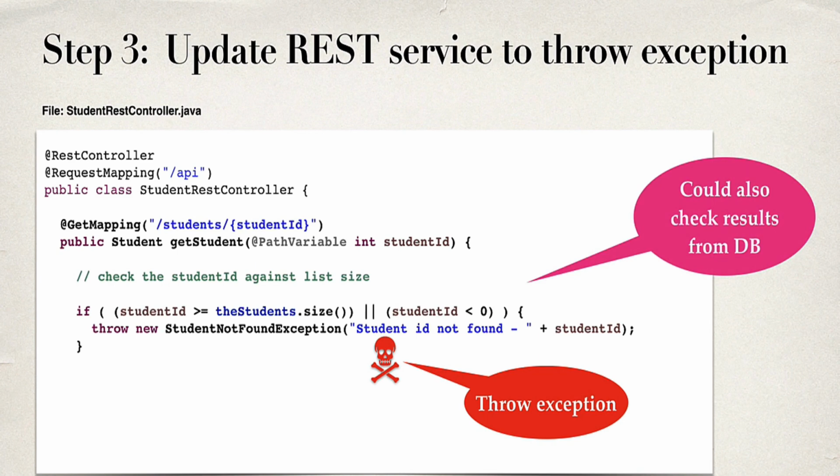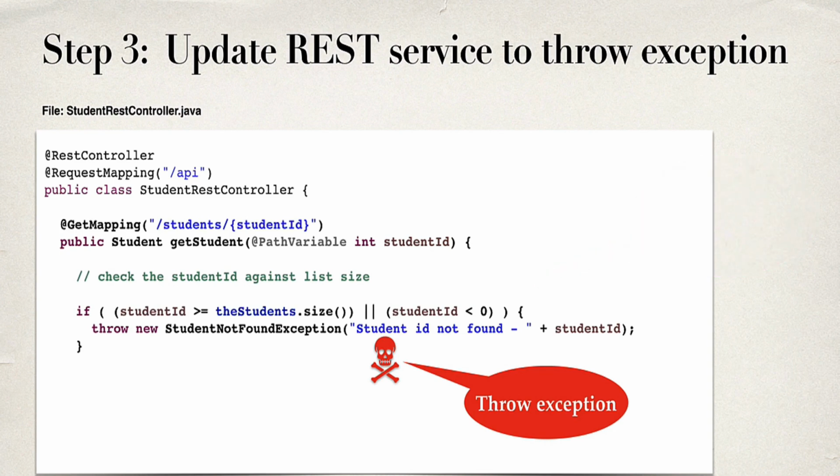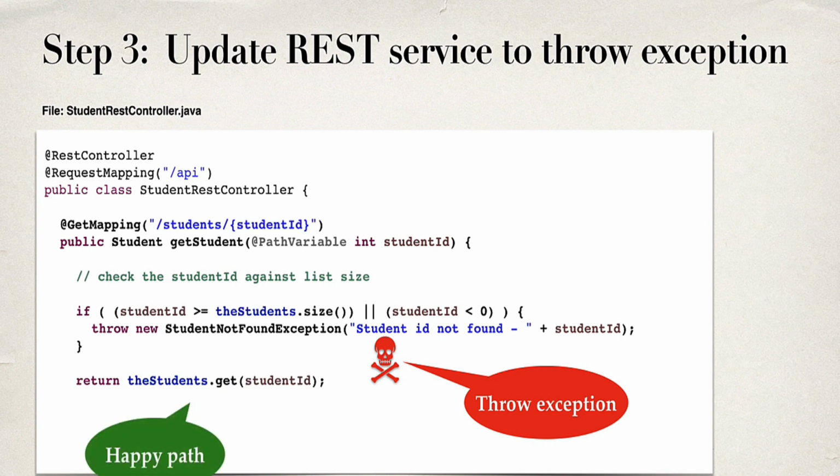If we were using a database, we could easily check this against database results. We could do a query and see if we got any results. If we didn't get any results, then we could throw an exception accordingly. But here we're just keeping it simple by using the student ID to index into our ArrayList. And if this if statement works out just fine, meaning that the student ID is within the range, then we simply return students.get(studentId). That's the happy path here.